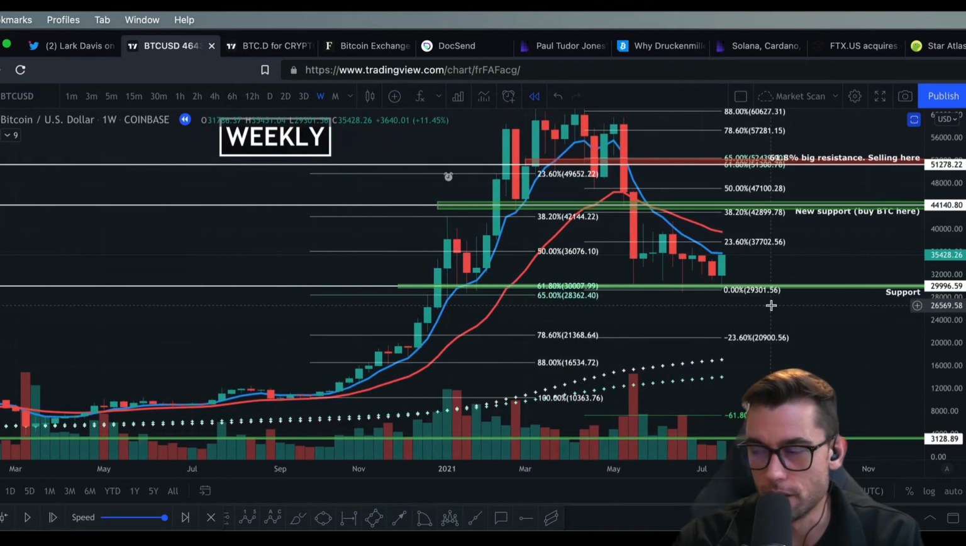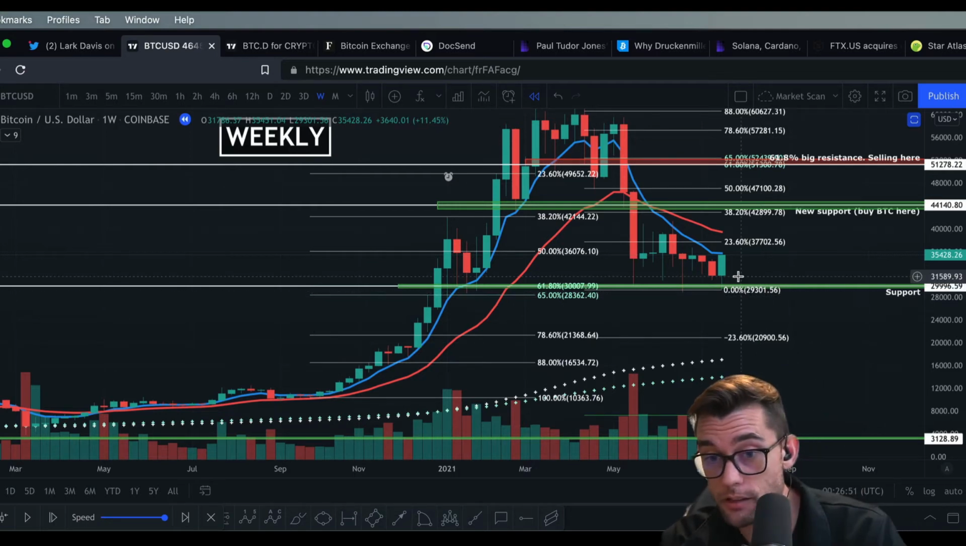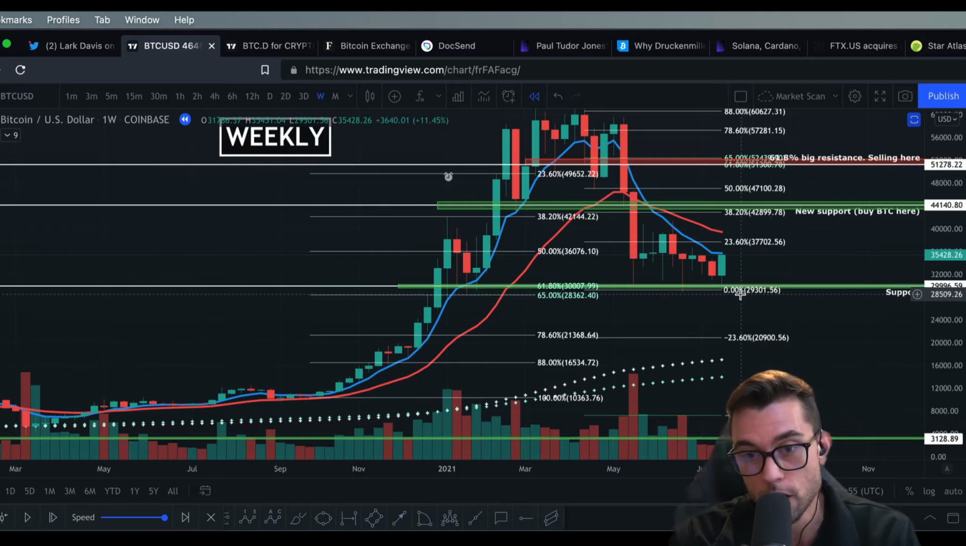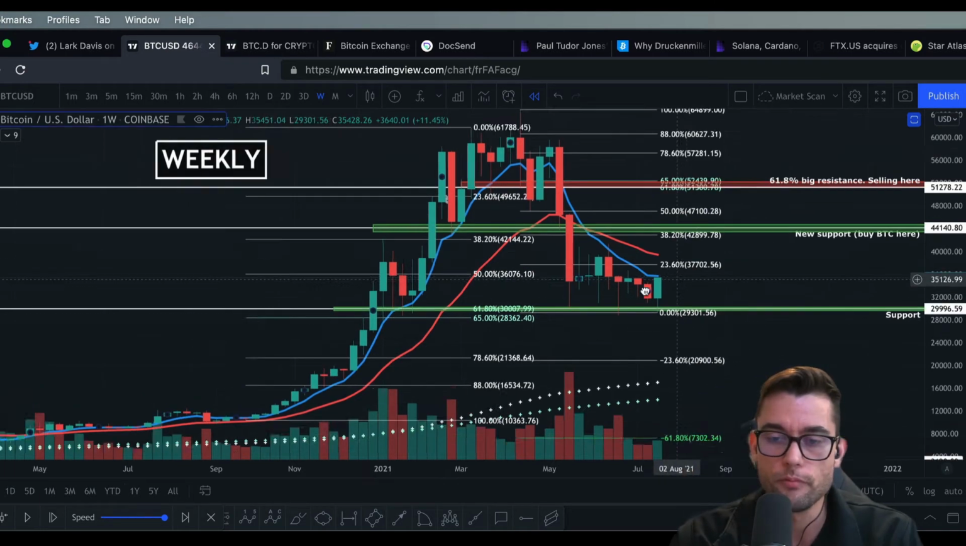This is actually a very difficult situation to think about, because if it falls and it closes underneath here, say it closes at 28,000 or 28,500, then technically speaking, if it closed the weekly below here, that would be very, very bearish, right? For at least a short period of time.